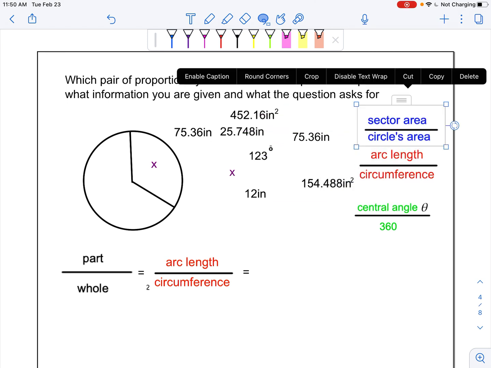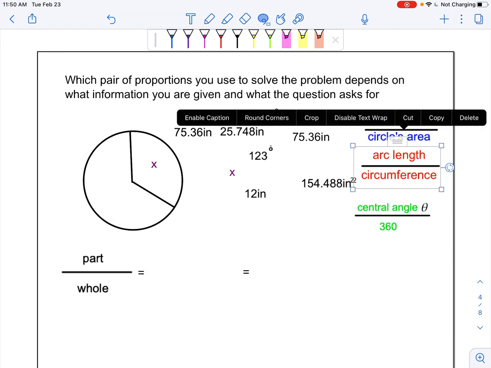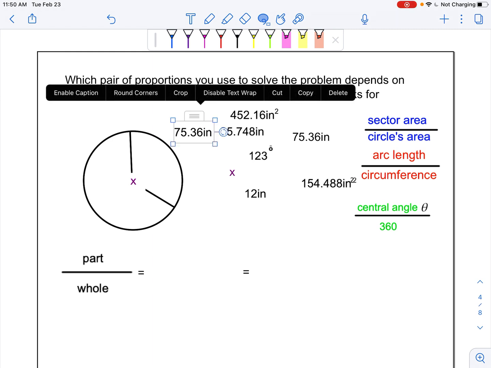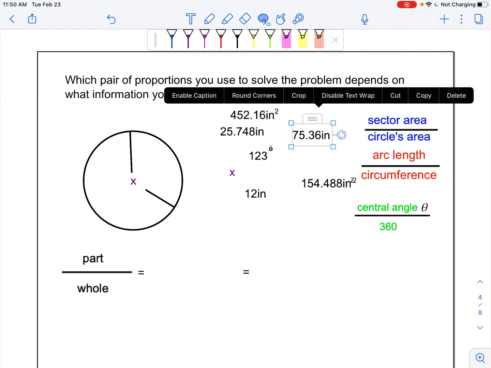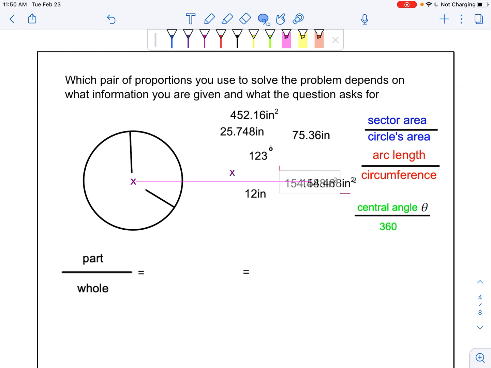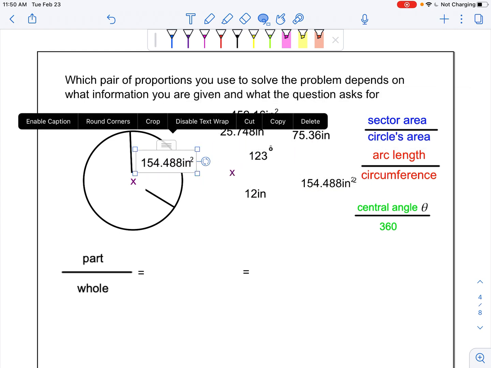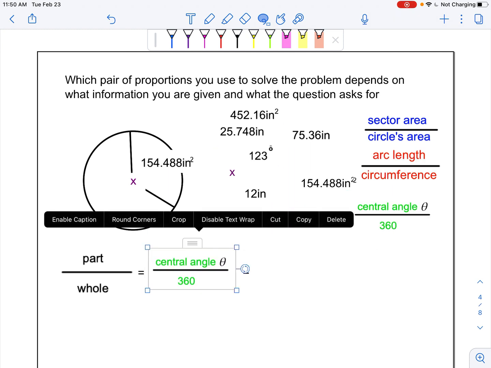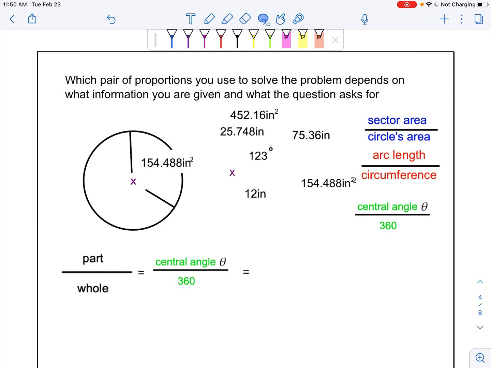So let me just put those back. I'm going to move that X around. So now let's say we are looking for this central angle. So I'm just going to put it right there in the middle. And let's say I'm given the area of the sector. So I'm looking for my central angle, so that's going to become the one I'm looking for. So I'm obviously going to pick that one. And I'm given the sector area, so I'm going to use that one. Again, depending on what you're given and what you're looking for determines which of these you use.